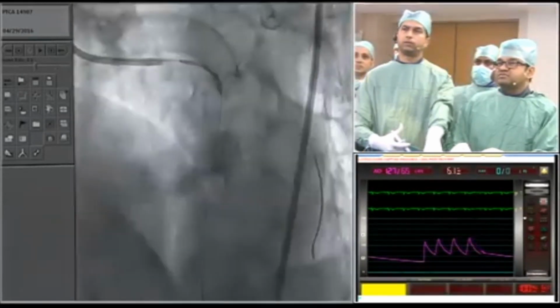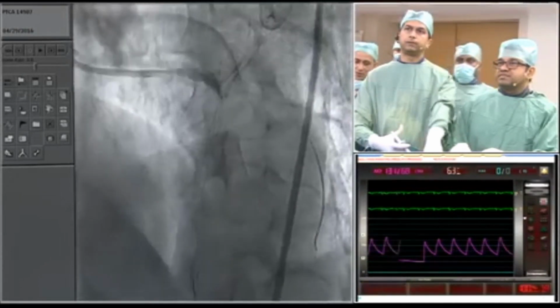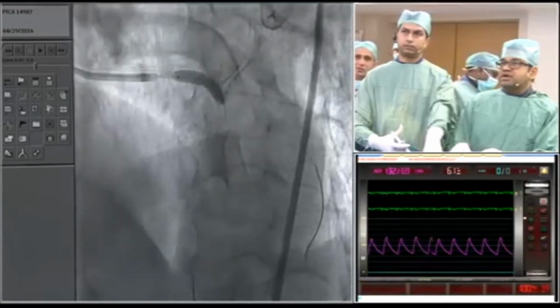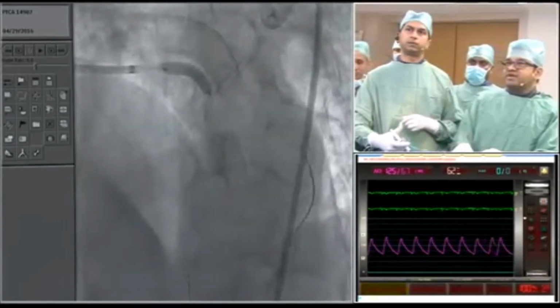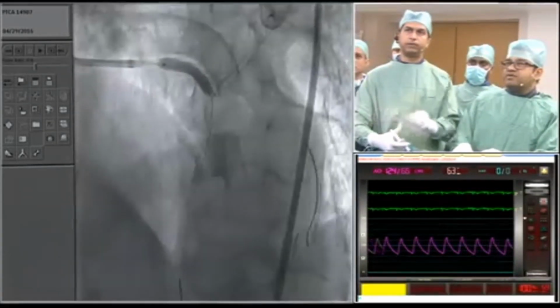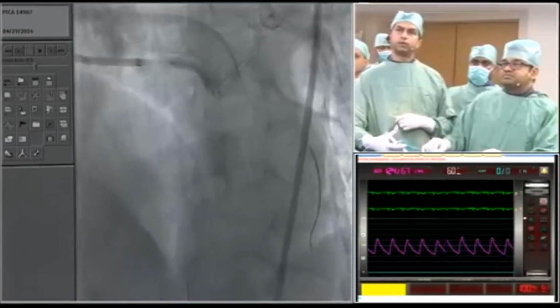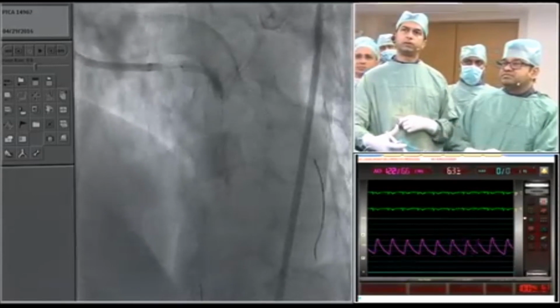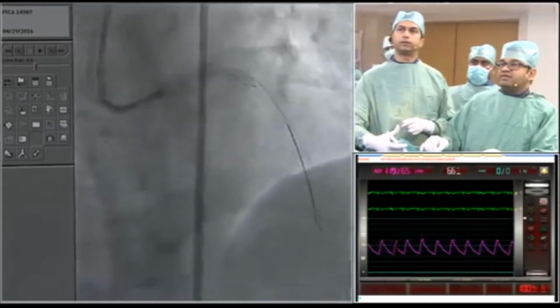Can we go to inflation? So this is a stent which inflates from the center and goes peripherally. The 4 millimeter stent will grow up to 4.5 if you want to expand the left main stem part.